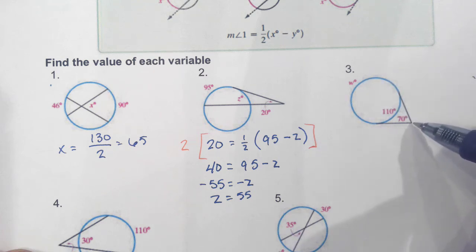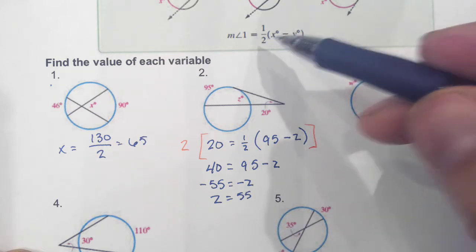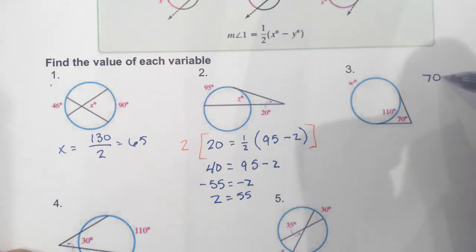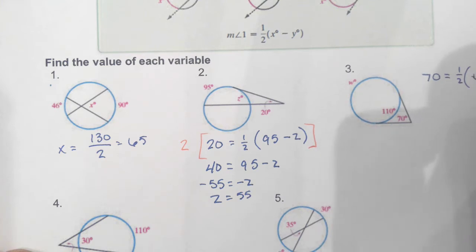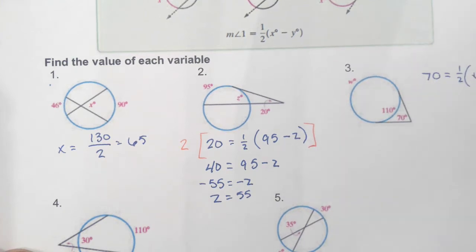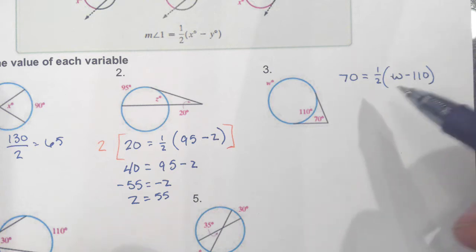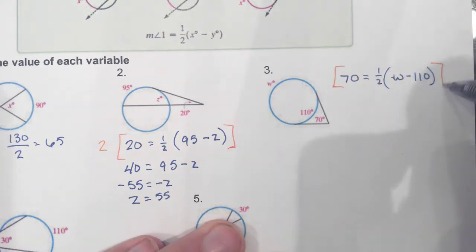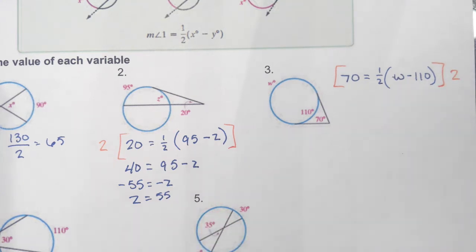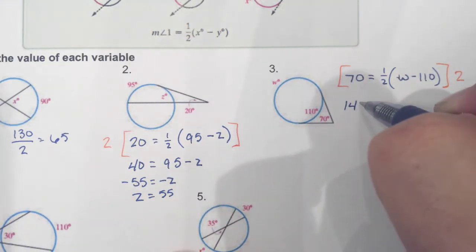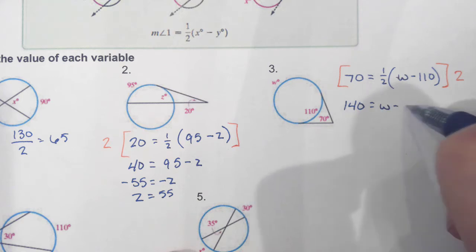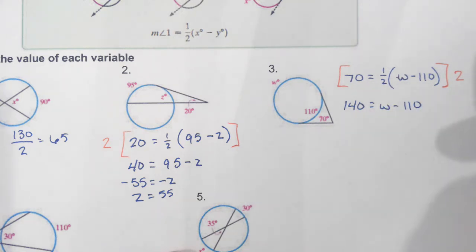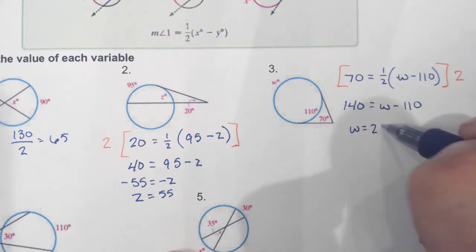Okay, same scenario here. We have lines intersecting outside of the circle, but we do have the angle this time, so we're just going to plug it into the formula. The angle equals 1/2 the subtraction of the two arcs. Big arc minus the small arc. Sorry, you couldn't see that. Again, I'm going to multiply the whole equation by 2 because I don't want to deal with any fractions. That's going to give me 140 equals W minus 110. Add 110, looks like W is 250.